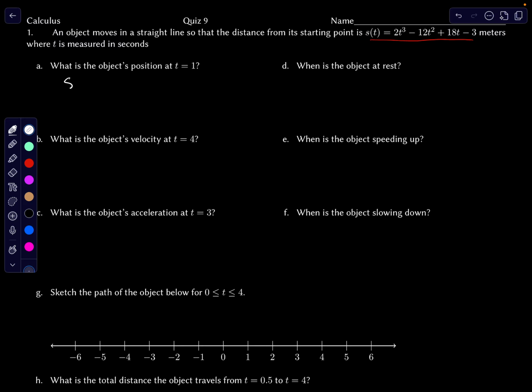So we're just going to plug this in, s of 1, which is 2 times 1 cubed, minus 12 times 1 squared, plus 18 times 1 minus 3. So this is 2 minus 12 plus 18 minus 3. And that's going to be 6 minus 1 is 5.